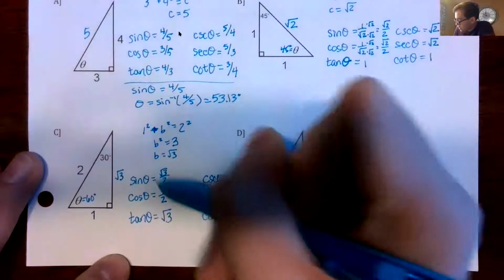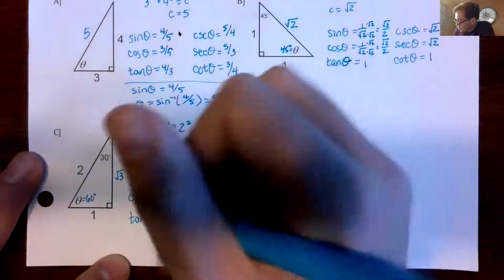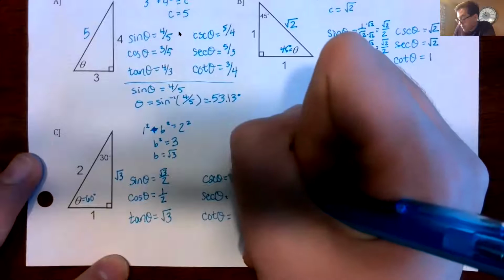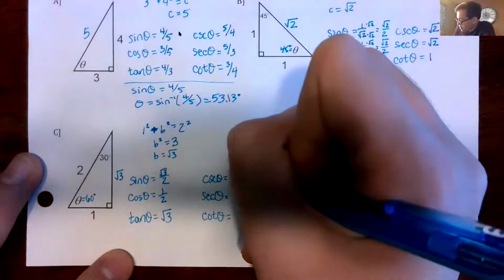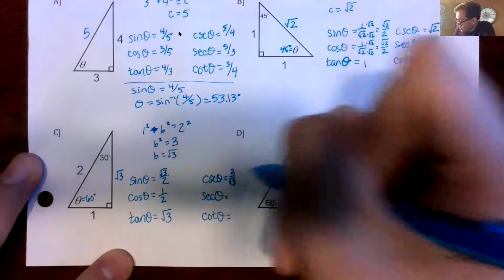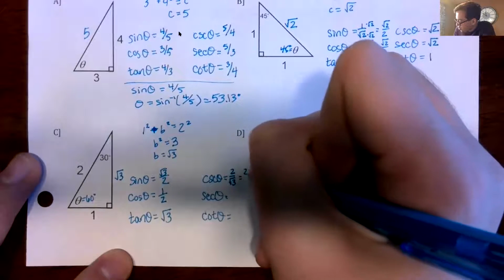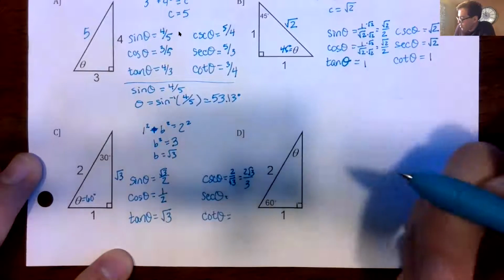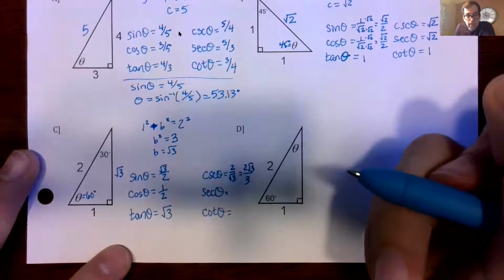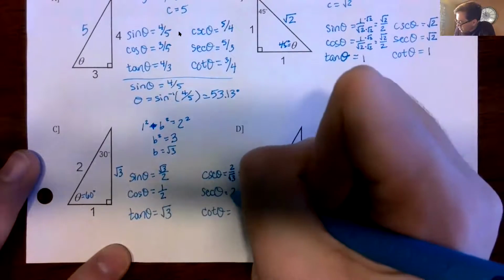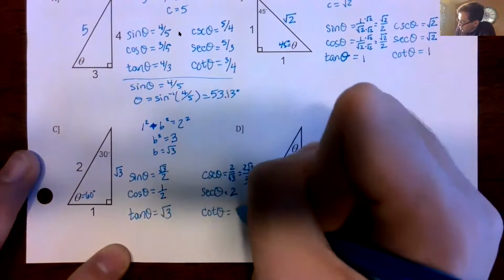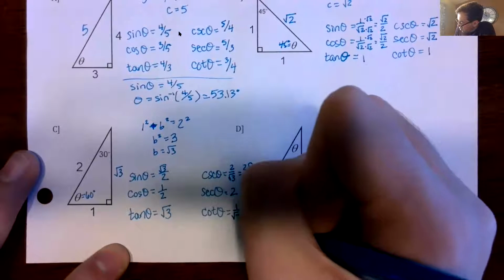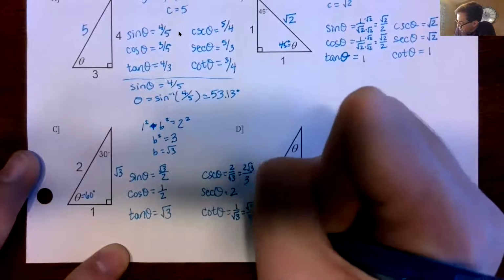Cosecant, secant, and cotangent will flip these. So root 3 over 2 flips to 2 over root 3, which will equal 2 root 3 over 3 when you simplify. For secant, we flip 1 over 2 and get 2. For cotangent, we flip root 3 to get 1 over root 3, which will equal root 3 over 3.